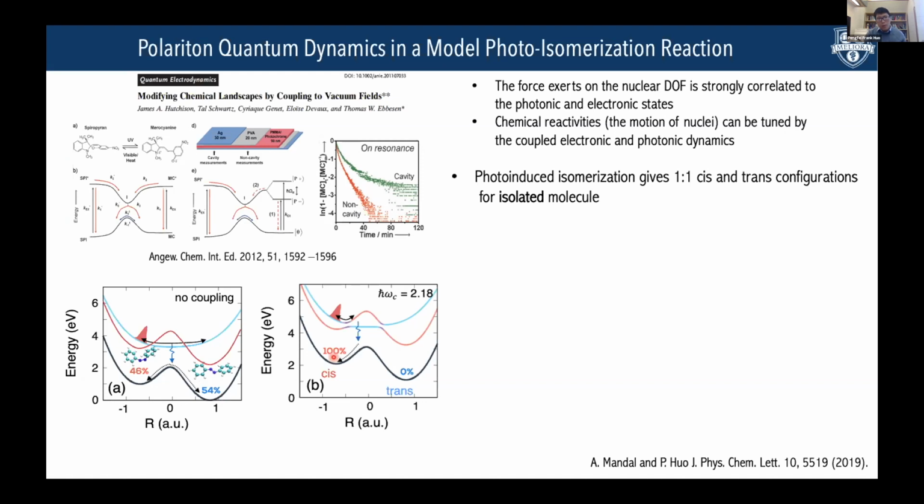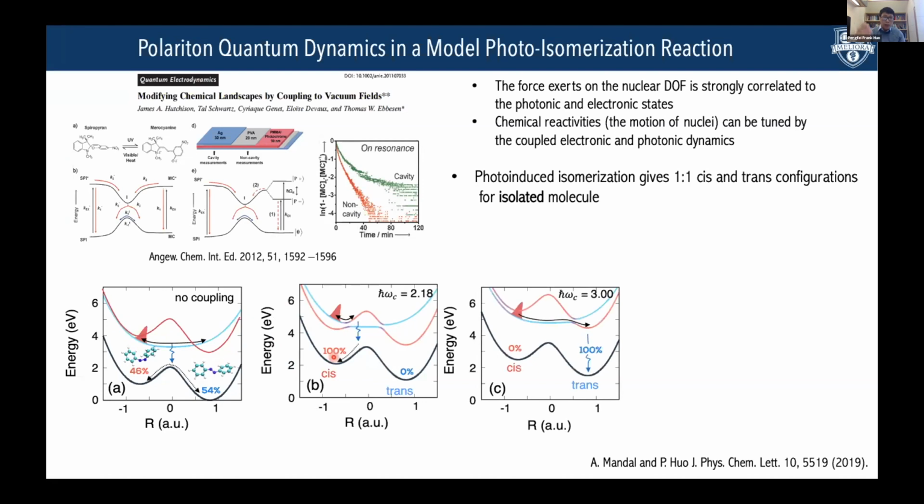You can also slightly change the cavity frequency such that you generate this set of potential energy surfaces. And then because of the relatively flat original excited state, as well as the new photon dressed states and the hybridization of these two, you can really guide the Polariton wave packets to predominantly visit the other side of the nuclear configuration. So it ended up with almost 100% trans.